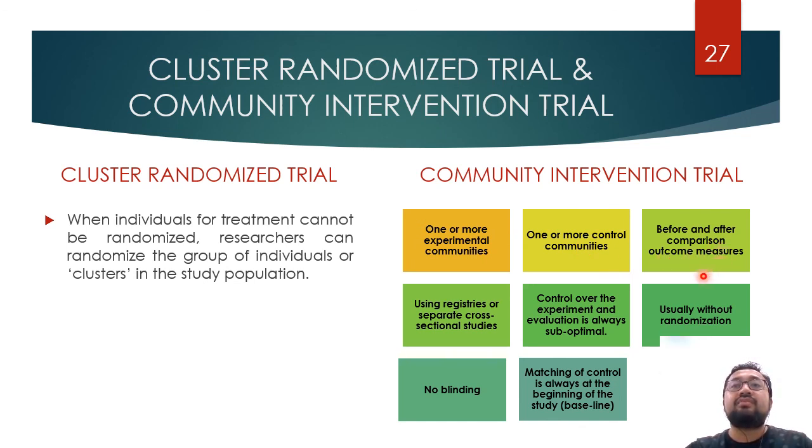Before and after comparison outcome measures, using registry or separate cross-sectional studies, control of the experiment evaluation is always suboptimal, usually without randomization. Okay, no blinding, matching of control, tapi nak blinding payahlah, okay, sebab dia banyak. Matching of control is always at the beginning of the study or baseline. Okay, so basically that is the difference lah between cluster randomized trial and community intervention trial.